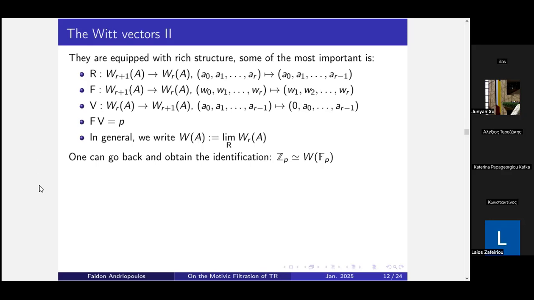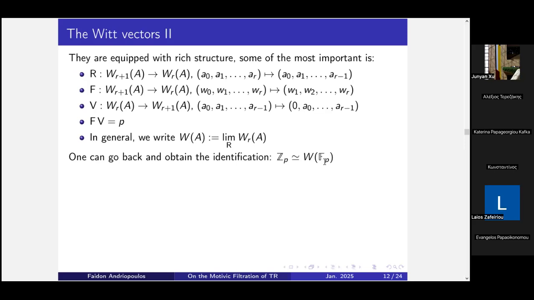So one can go back to the previous identification of Zp and have a new one via the Witt vectors. Namely, there's this magic mechanism of the Witt vectors to which if we insert Fp, we get back the p-adic integers. One way to think about it is as follows. What are the p-adic integers? They're just power series in p with coefficients in Fp. This is exactly what this identification tells us. Namely, Witt vectors are power series, and the entries in the coefficients are in Fp.